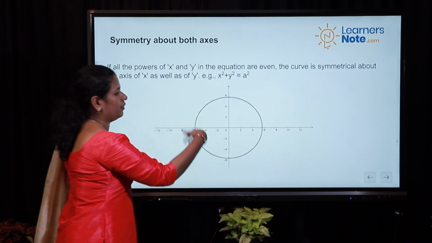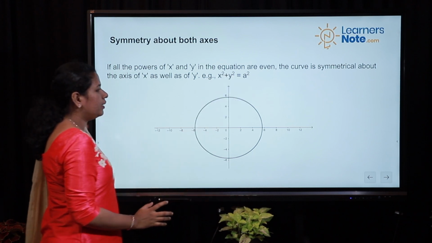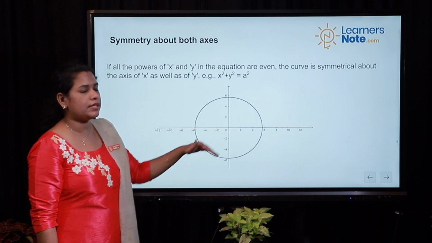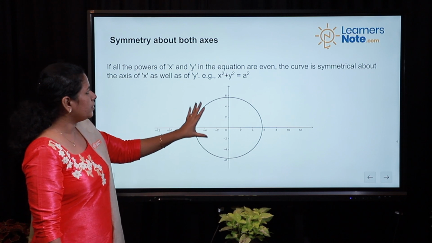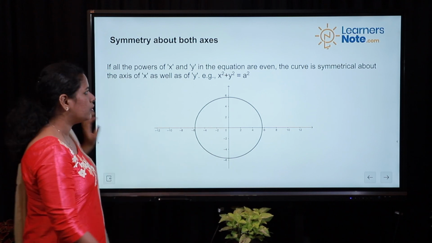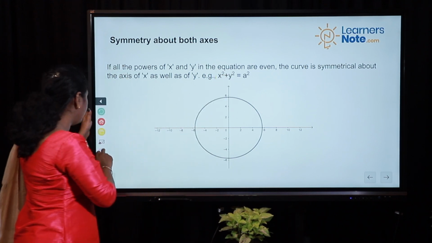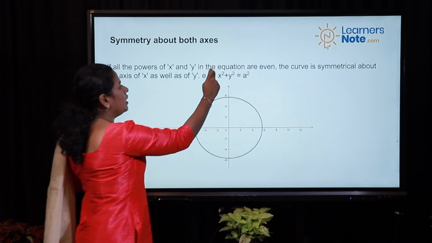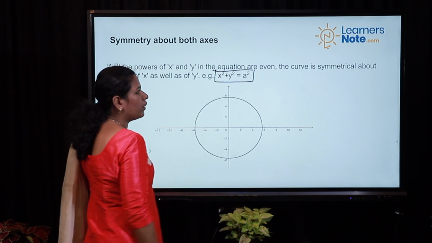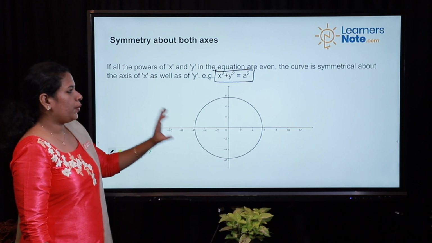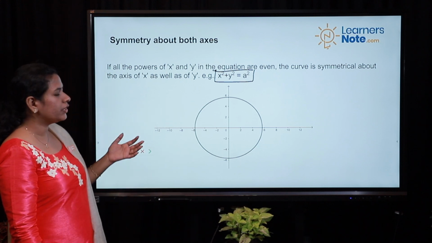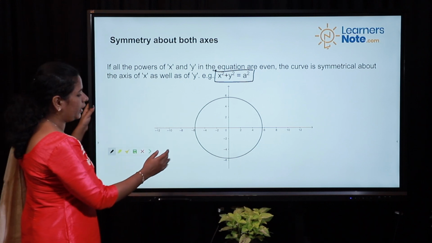Then, this is a circle. This is the equation of a circle. This curve is symmetrical with respect to the x-axis and with respect to the y-axis. This figure is symmetrical about the x-axis as well as the y-axis, because we will get an equation like this. When you check the equation, you can see that the power of x is an even number, and the power of y is an even number. So this curve is symmetrical about the x-axis and y-axis respectively. This is the way in which we can check the symmetry of a curve.